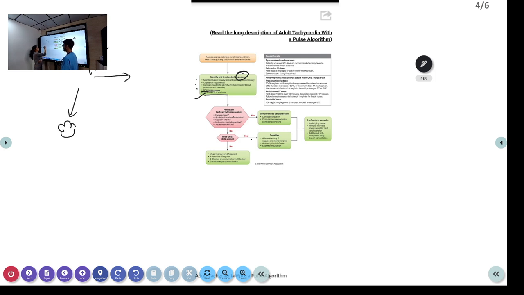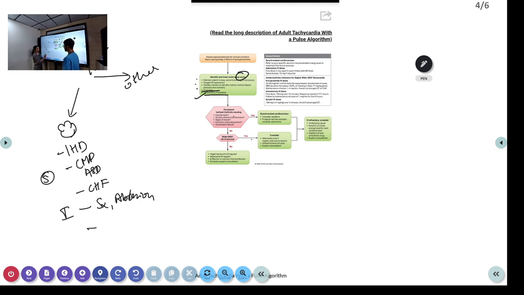Cardiac causes: any recent ischemic changes, then cardiomyopathy, that is structural problems, then valvular problems, ASD, then congestive heart failure. Then iatrogenic causes, some post procedures like surgeries or ablation. Then infections like myocarditis.